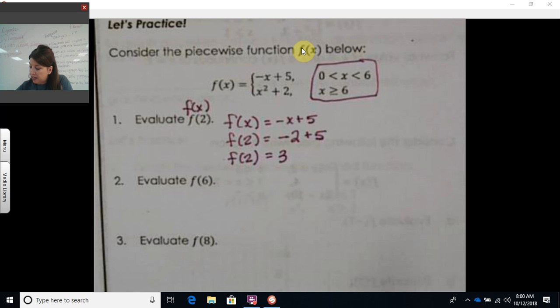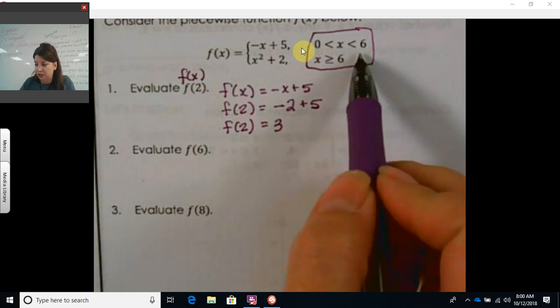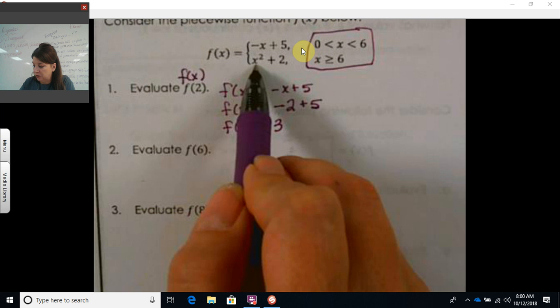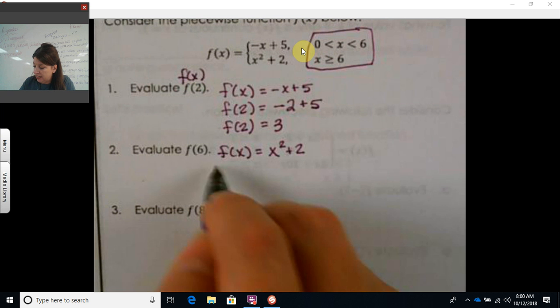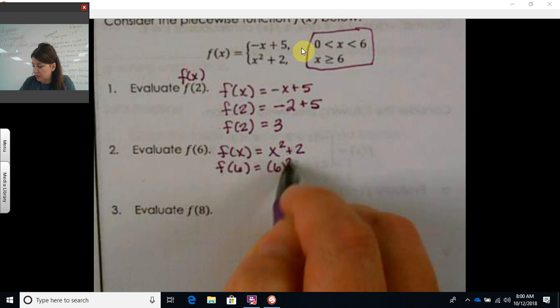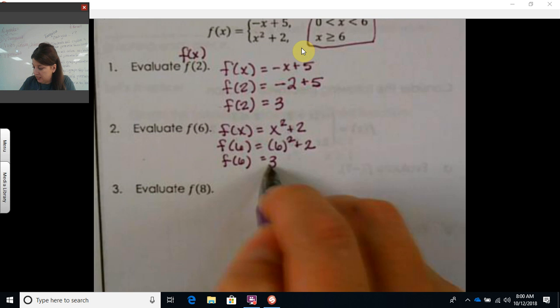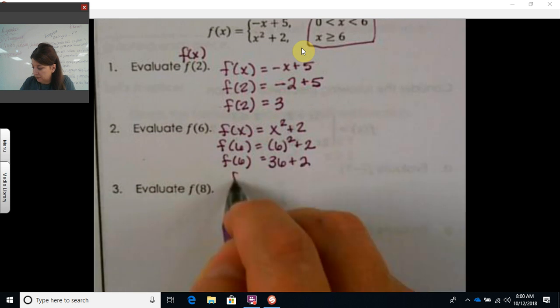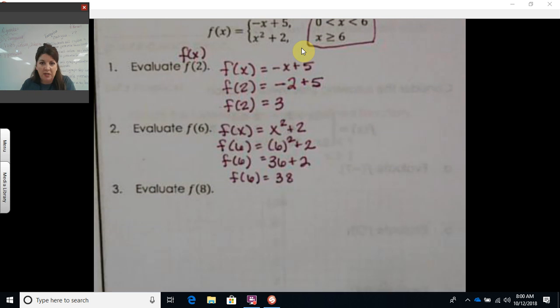If I evaluate f of 6, which function am I going to use? The bottom one, because this is less than 6, not or equal to. So I'd have to use the bottom function. So I'm finding f of 6 equals 6 squared plus 2. What is 6 squared? 36. Thank you for not saying 12. And I get 38. So if that was an ordered pair, it would be 6 comma 38. Your input is 6, your output is 38.